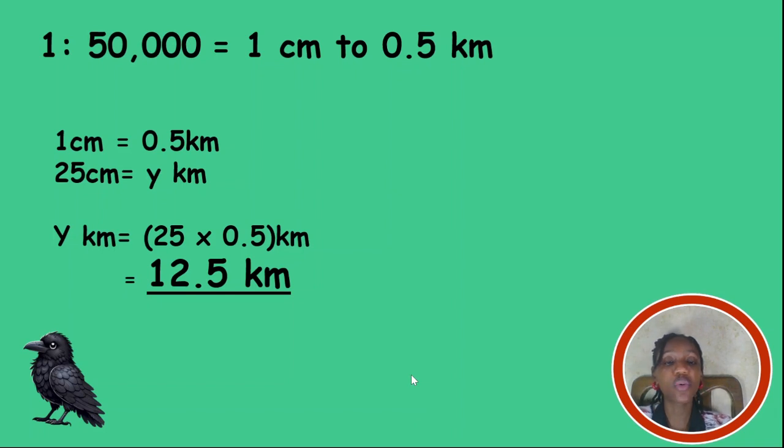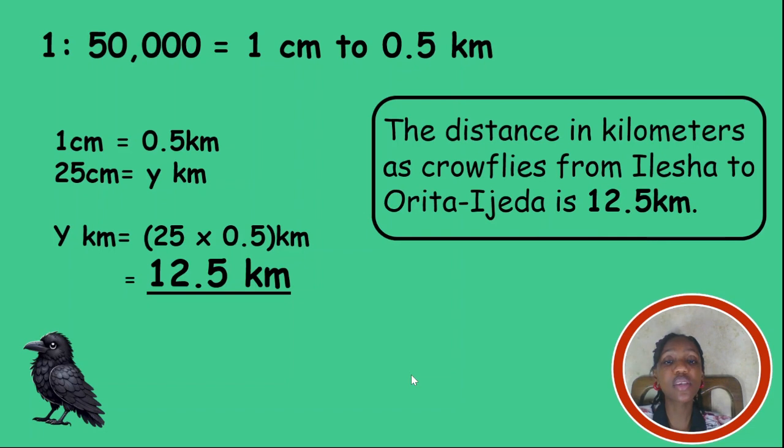So 1 centimeter equals 0.5 kilometers, 25 centimeters equals y, which will be 25 times 0.5 kilometers, giving us 12.5 kilometers. So please don't always be in a hurry. Even though you have to be fast in exams, accuracy is equally, if not more important. So the distance in kilometers as the crow flies from Ilesha to Orita Ijeda is 12.5 kilometers.